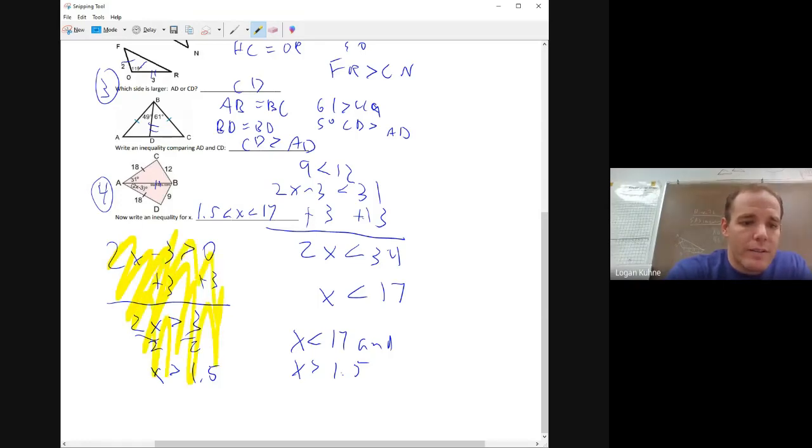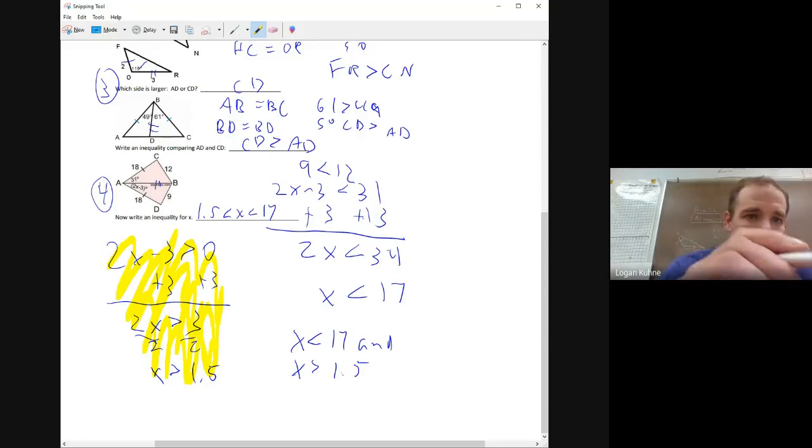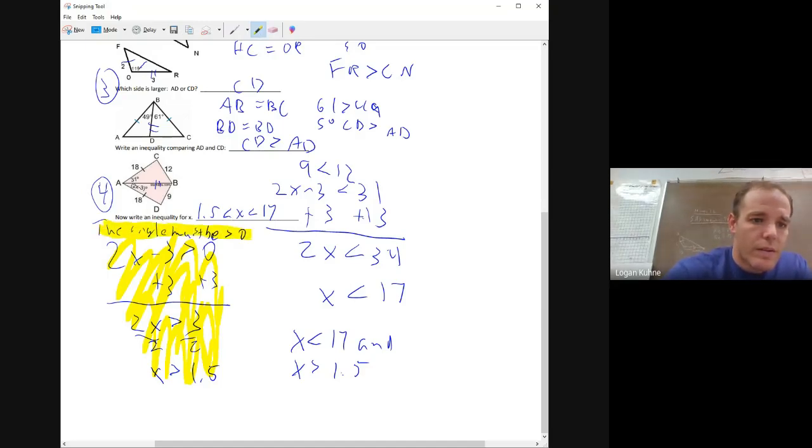This part right here, that's kind of the weird part. But it's because we know the angle can't be less than 0, right? We know it's got to be bigger than 0. The angle must be bigger than 0. That tells us this. All right.